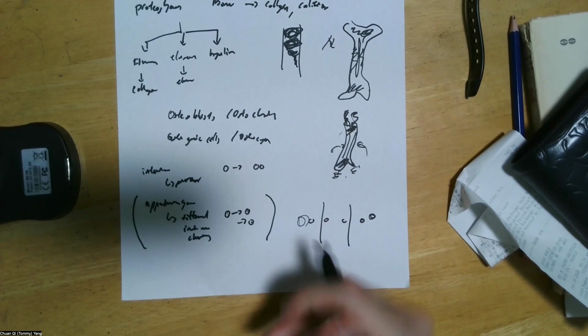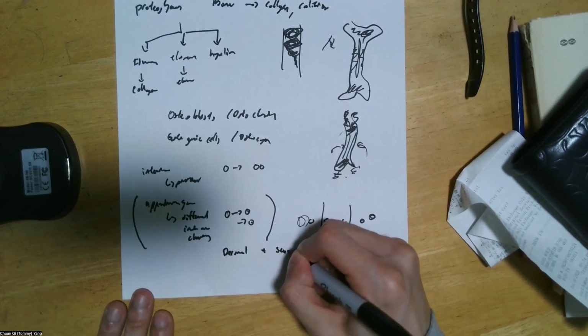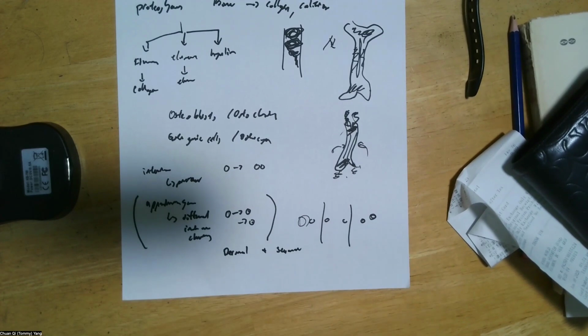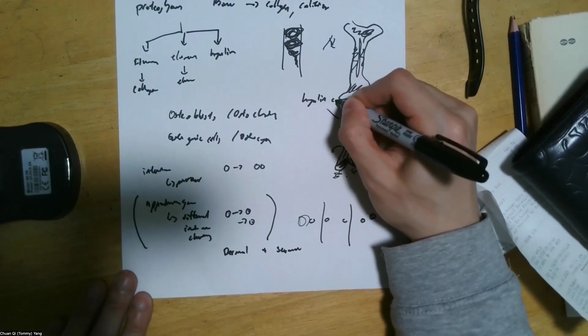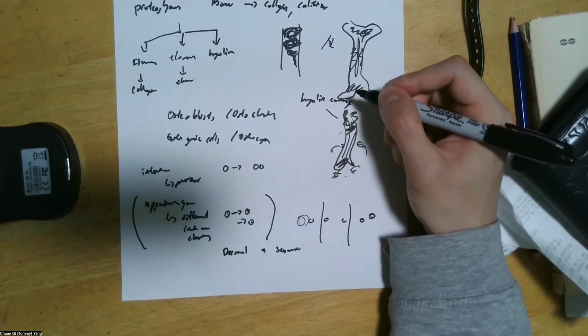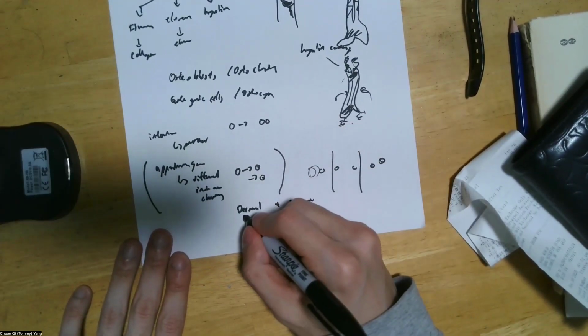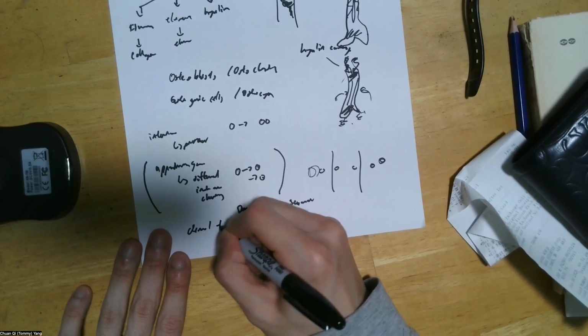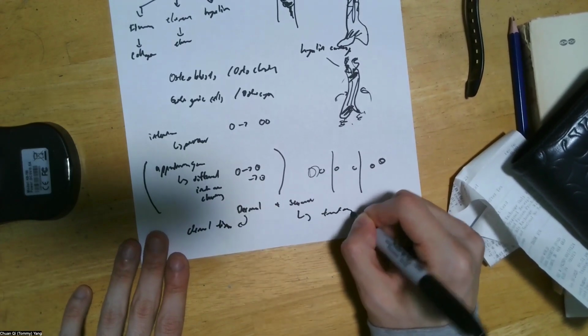Now, one exception is dermal bone and sesamoid bone. They don't ossify from endochondral growth, or they don't ossify from hyaline cartilage. I should mention here, this is hyaline cartilage. Dermal bones are ossified within dermal tissue, whereas sesamoid bone forms within tendons.